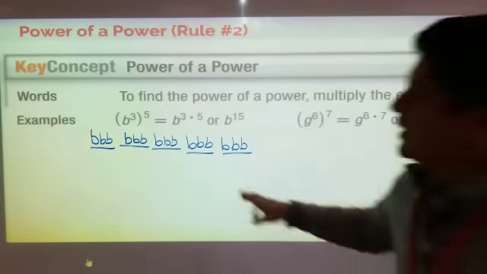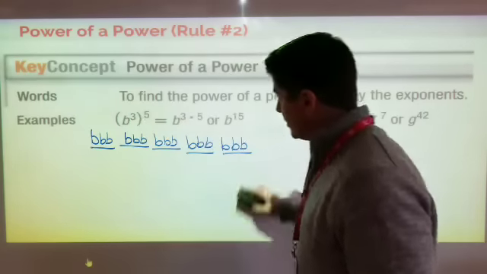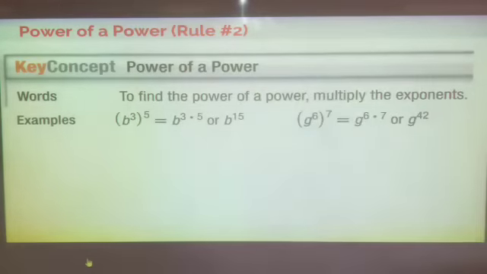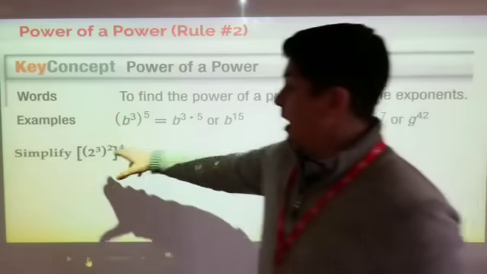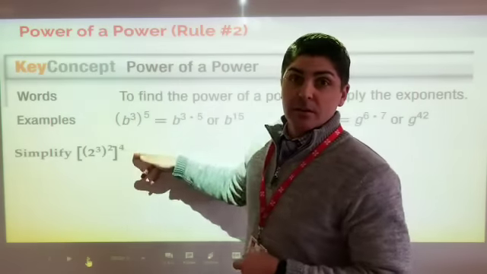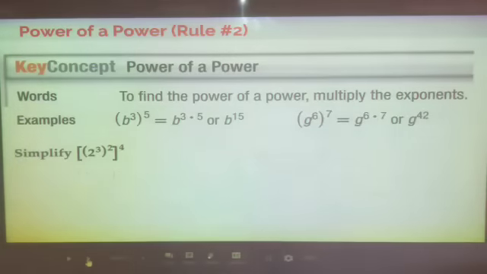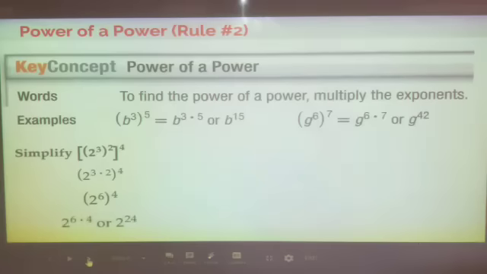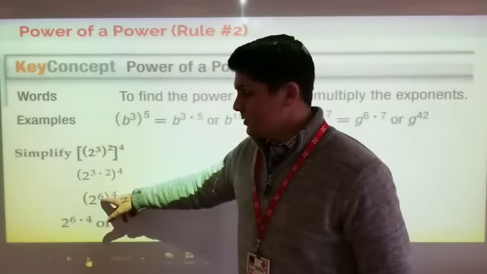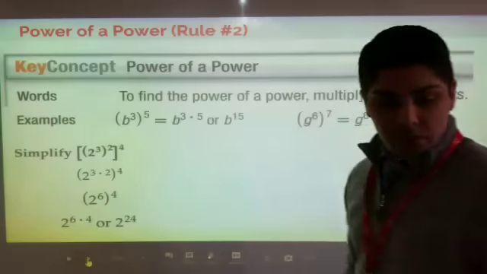Rule number 2, power to another power. All you do is multiply those 2 exponents. We have something like this. We're raising a power to another power. So, simply multiply all the exponents together. Final answer, 3 times 2, there's your 6. 6 times 4, there's your 24.